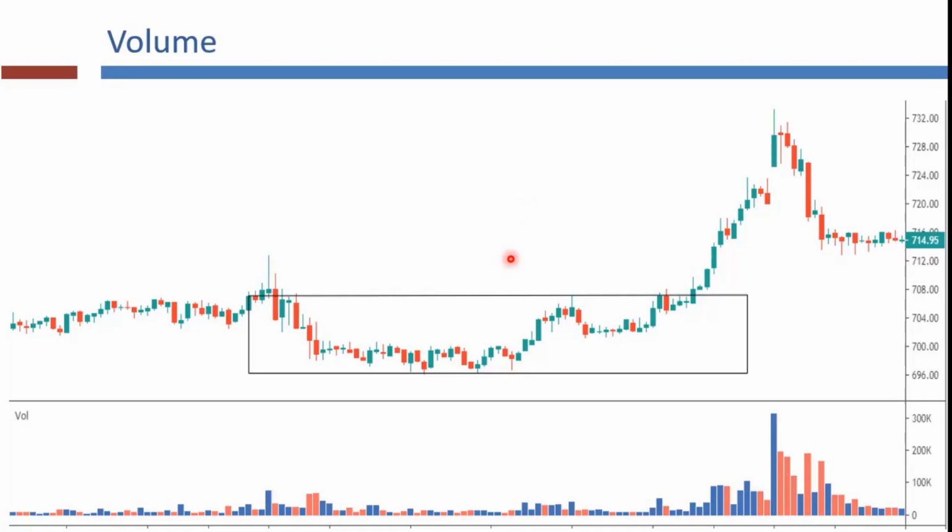This is the third part of our 5-part series covering basics of technical analysis. In the first two parts, we discussed candlesticks and support and resistance. In this part, we are going to add one more flavor to this, that is volume. So let's get started. Volume means number of shares traded during a period of time.